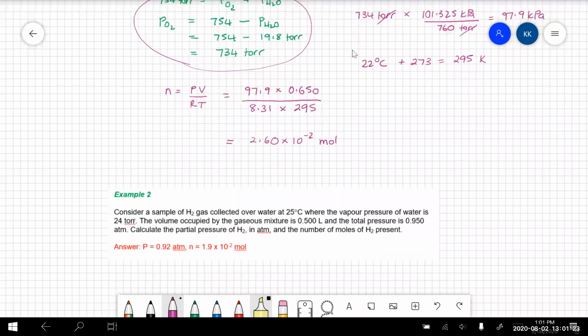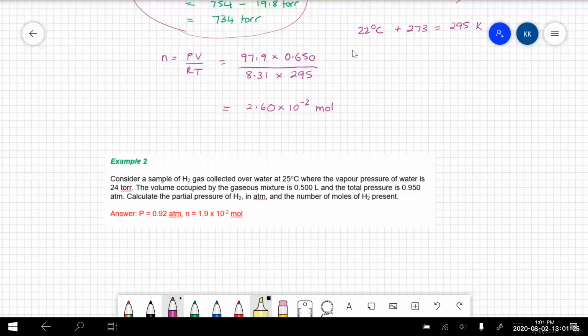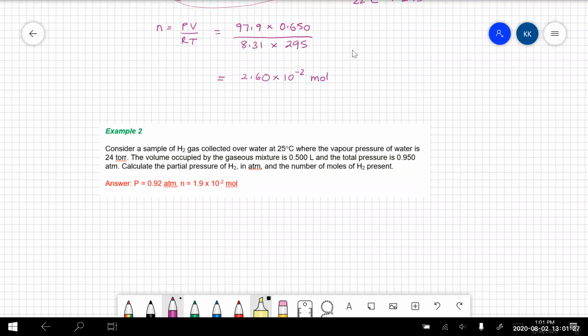Here's one for you to try. This time a sample of hydrogen gas collected over water at 25 degrees. The vapor pressure of water is 24 torr and the volume is 0.5 litres. And there is a total pressure of 0.950 atmosphere. You've got a mixture of pressures here, and what you need to do is find the partial pressure in atmosphere and the number of moles of hydrogen.